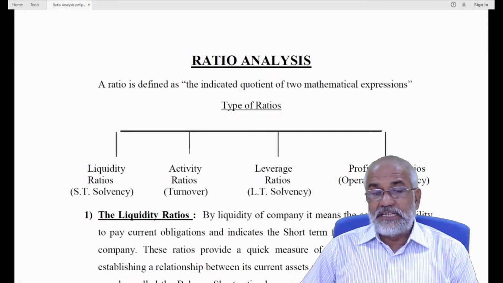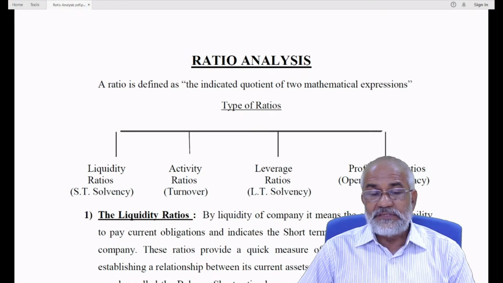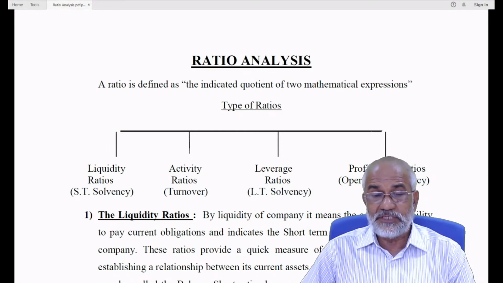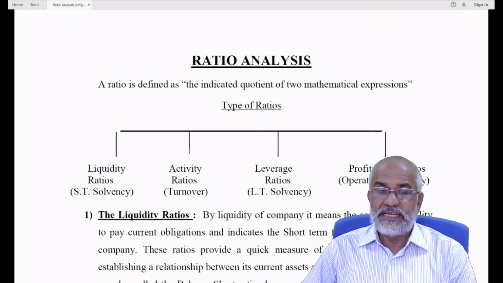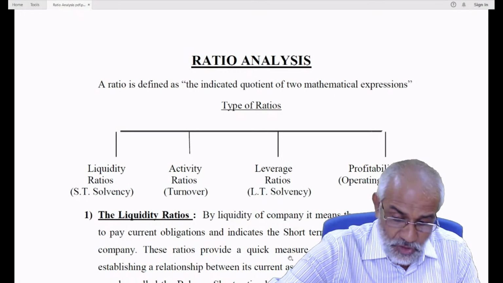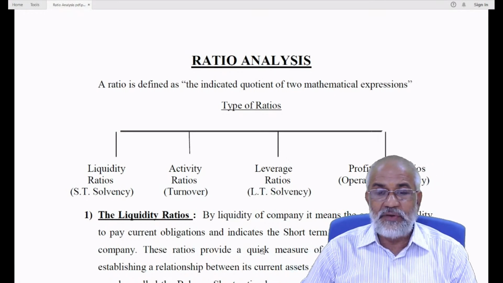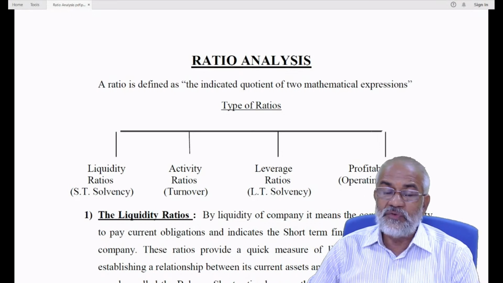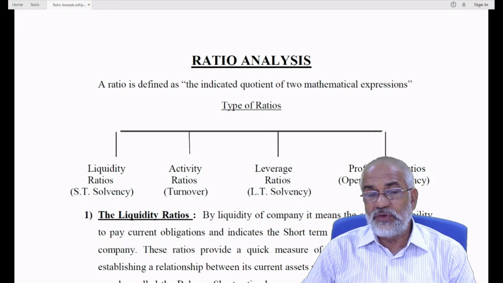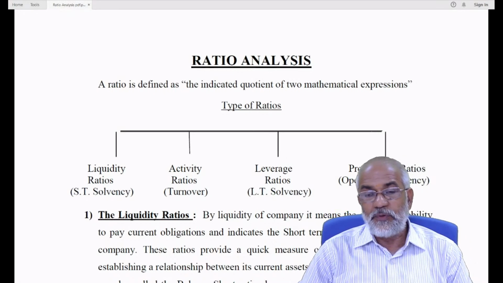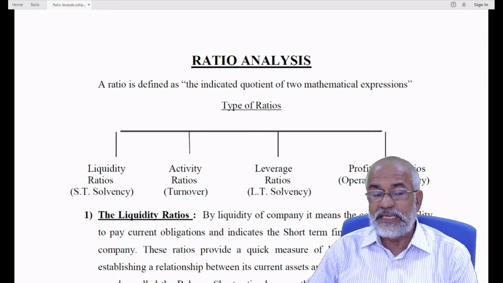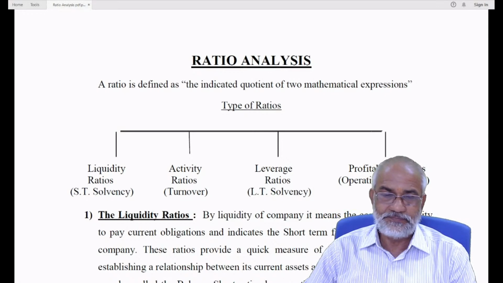But the modern classification of ratio analysis is of four types. One is the liquidity ratio, which speaks about the short-term solvency of the organization. The second category speaks about the activity ratios, which are otherwise called the turnover ratios. The third category speaks about the leverage ratios, which are about the long-term solvency of the organization. The fourth and last category speaks about the profitability ratios, which speak about the operating efficiency of the organization.